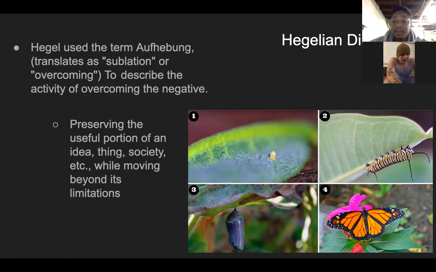I'm trying to think of a real life example. Maybe the butterfly example is a good one. I'm thinking, at least for an example for humans, would be maybe a baby teething. It's shedding the useful part, or saving the useful portion of its gums to make room for its teeth. That's a good example.